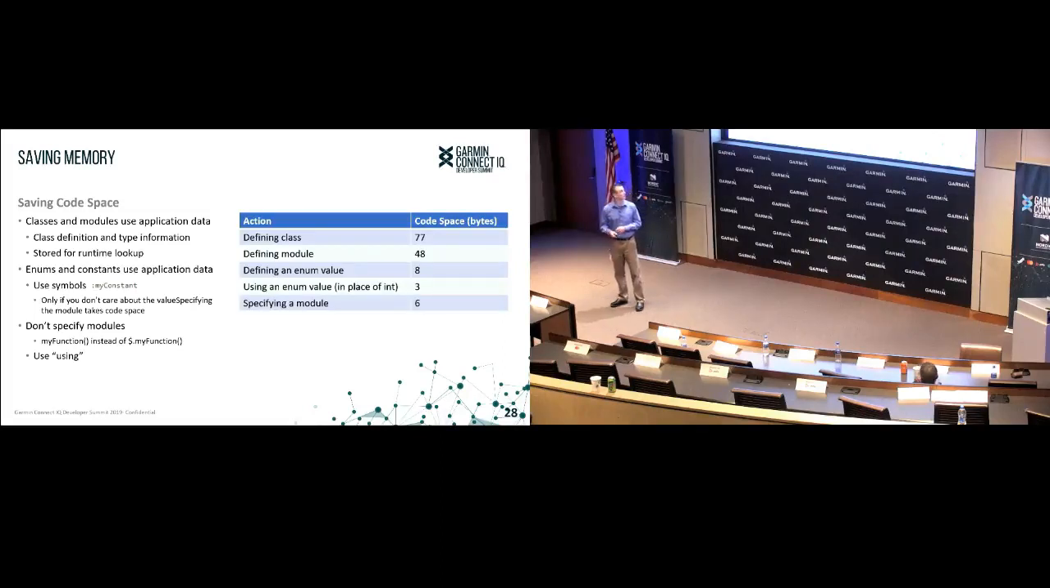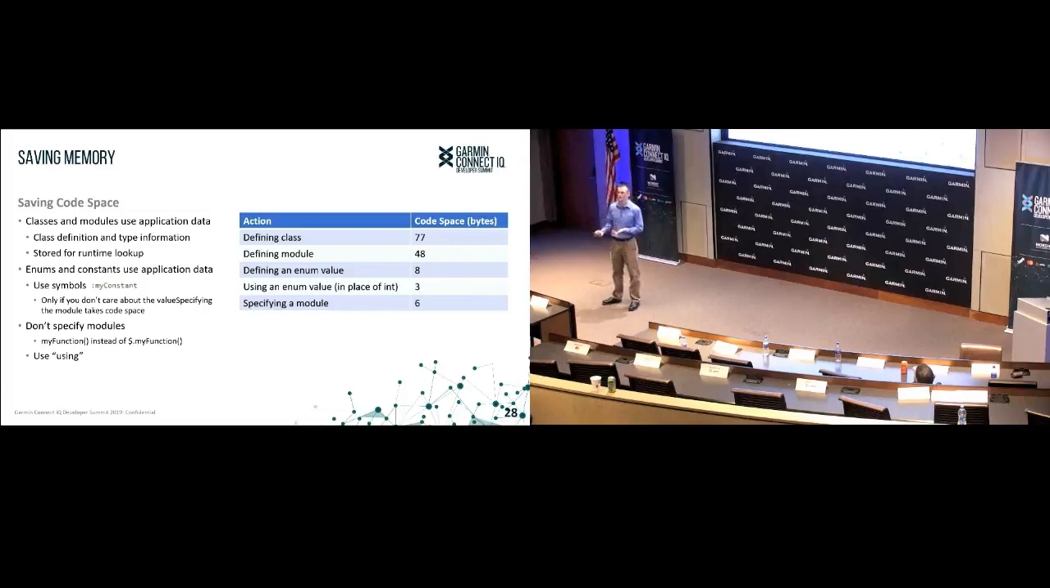Just to give you a couple of numbers of how this actually affects you: defining a class, just an empty class with nothing in it, will take 77 bytes for all its type information. A module takes 48 bytes. So if you have a class that only has static stuff in it, and you can convert it over to being a module instead of a class, you'll save a few bytes there. It's little things like that.